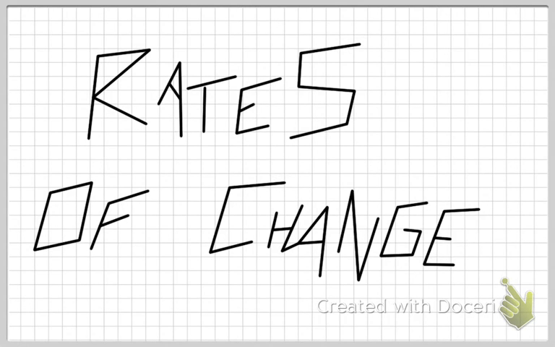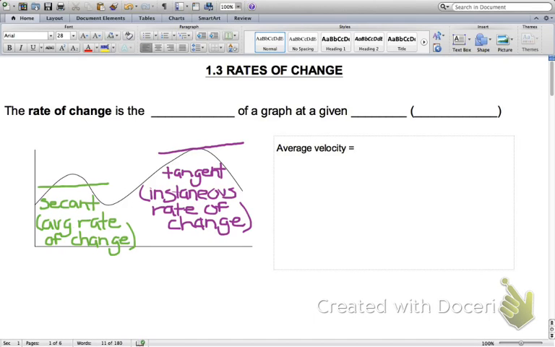Today we will begin looking at rates of change. To begin, the rate of change is the slope of a graph at a given point, where this point is A, f at A. So you can look below here.